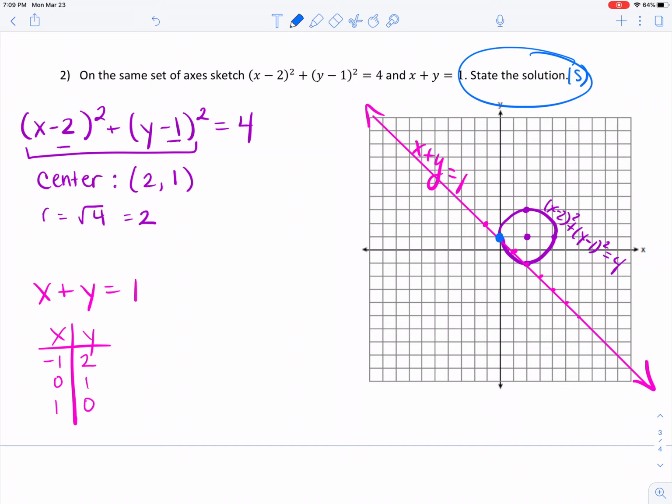And here it crosses, and here it crosses. So the solutions are 0, 1, and the second point here is at 2, negative 1. And I could plug it into the calculator and check that those are the 2 points where the line crosses the circle.